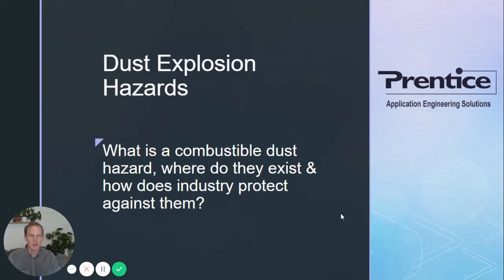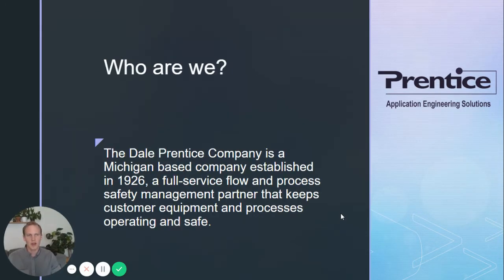Today I'm going to be talking about dust explosion hazards. We're going to identify what they are, where they exist, and then we're going to talk about how they're protected against. The Dale Prentice Company is a process safety and automation firm established in Detroit in 1926. Today we have locations and facilities across the Midwest and the Rocky Mountains.